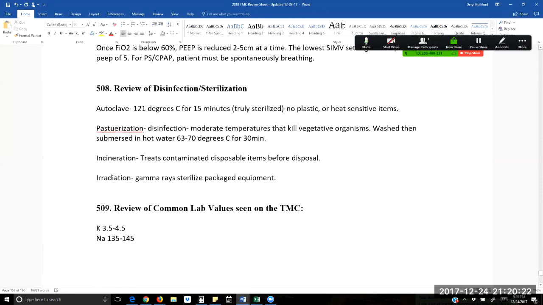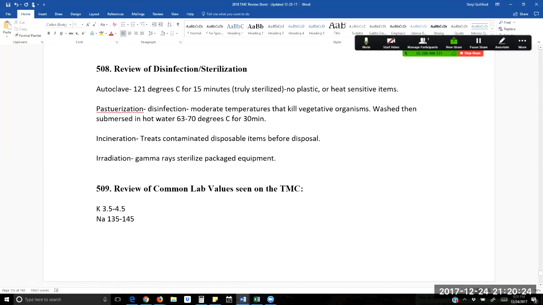All right, quick review of sterilization. Autoclave, 121 degrees centigrade for 15 minutes, truly sterilized. No plastic or heat sensitive items. Pasteurization is not sterilization, it's disinfection. Moderate temperatures kill vegetative organisms, but not spores. And it's 63 to 70 degrees centigrade for 30 minutes.